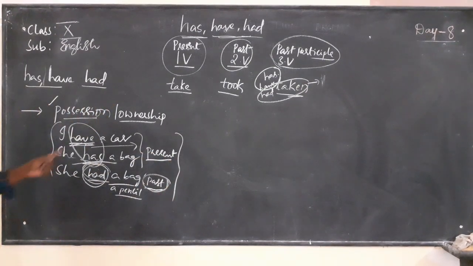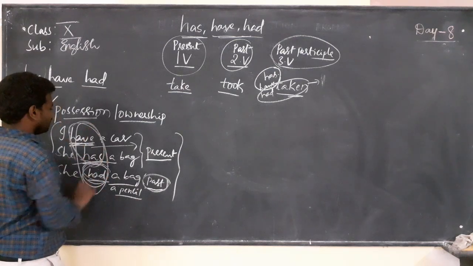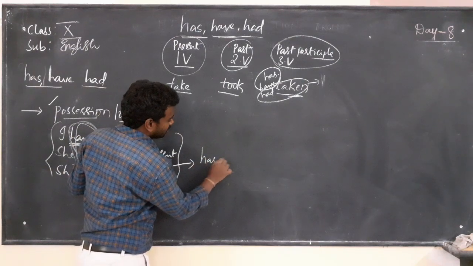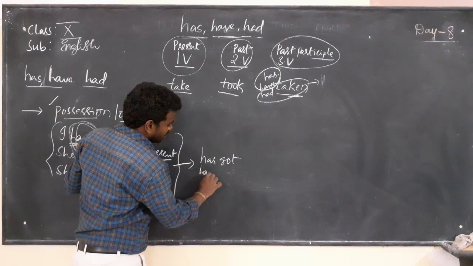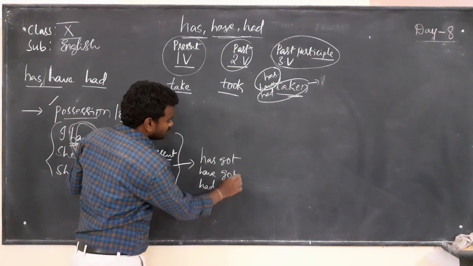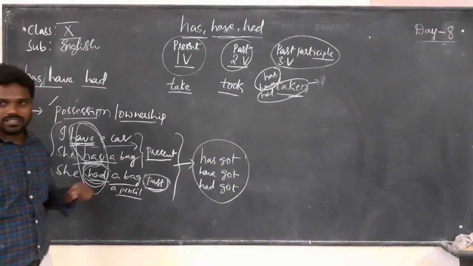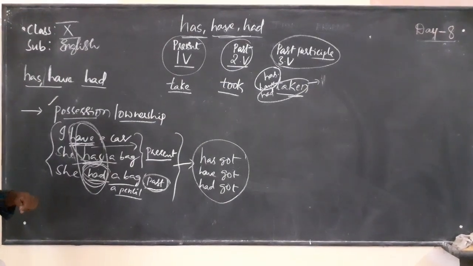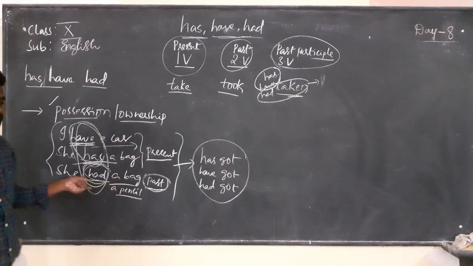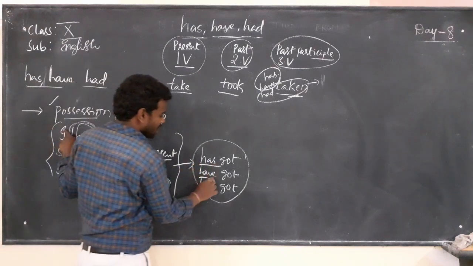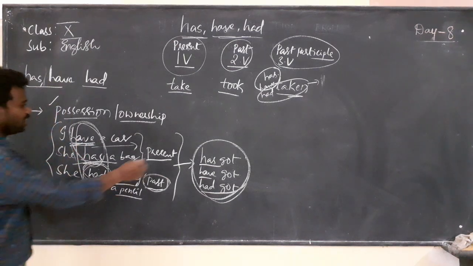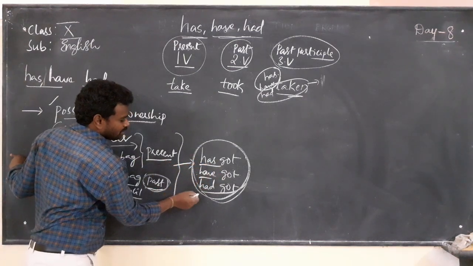There is another usage for this. What is the other usage? Has got, have got, or had got. Actually, we use it in spoken language. Have you got a pencil? She has got a pencil. She has got a car. I have got a car. She had got a pencil. So has got, have got, had got are also the same as has, have, had.